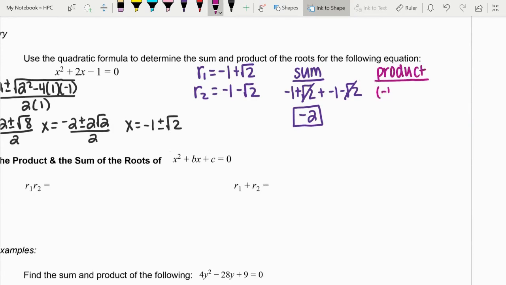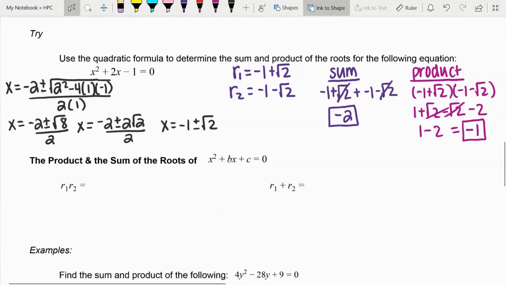So I'm going to have negative 1 plus the square root of 2 times negative 1 minus the square root of 2. Okay. If we double distribute, I'm going to end up with 1 plus the square root of 2 minus the square root of 2 minus 2. Simplify that. We have 1 minus 2, which equals -1. Okay, so the sum was -2 and the product was -1.